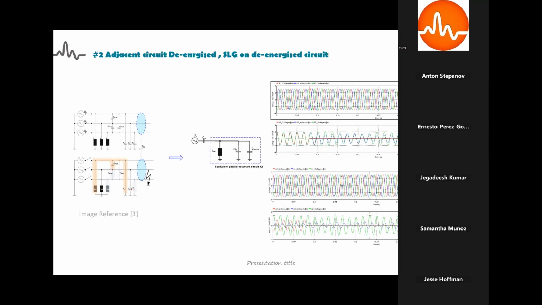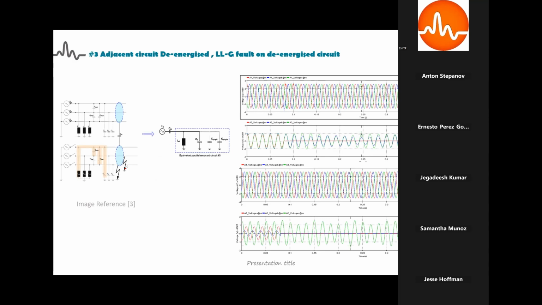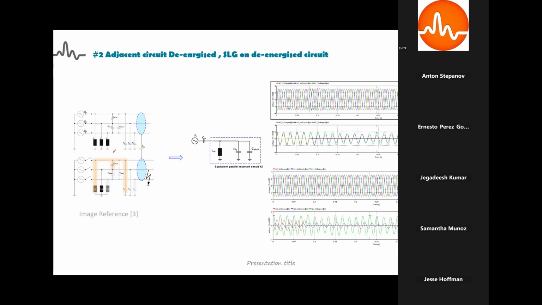So now we have a different configuration of capacitance connected, a different value of capacitance. So the resonant peak will be different and the overvoltage will occur at a different point. In this case also, without NGR, we are observing around 1.7 megavolts, which is very high. And with NGR, it's controlled to less than half a per unit of 141 kV.